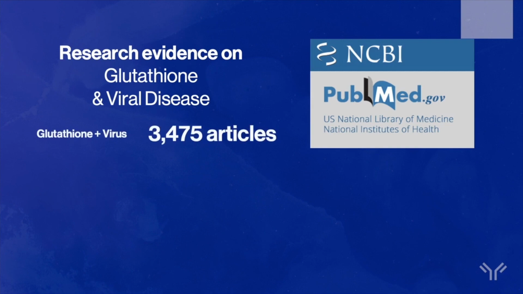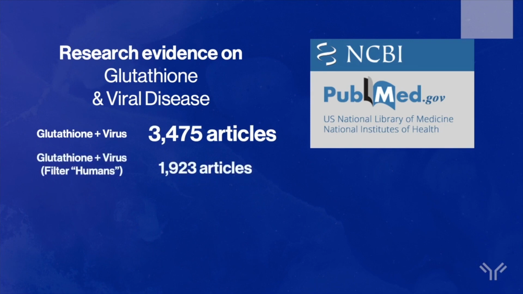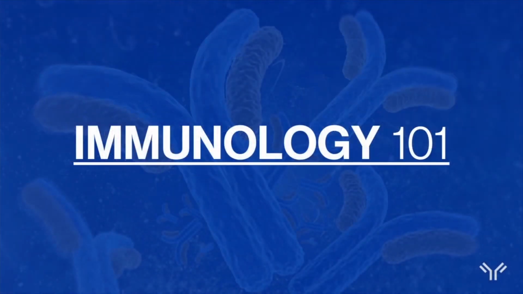If you enter the key terms glutathione and virus into the search engine, you're going to get back somewhere around 3,500 different articles. And of course, it's important to know how many of these have looked at humans. If you add the filter human, you're coming up with almost 2,000 articles on this topic. That's a lot of research. So how does this all work?